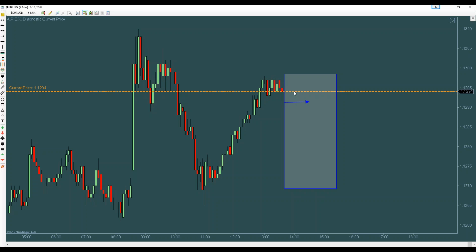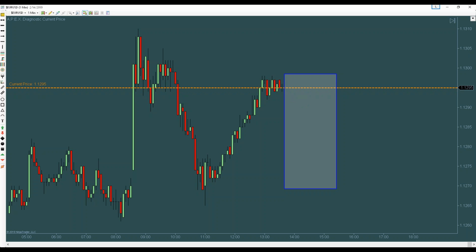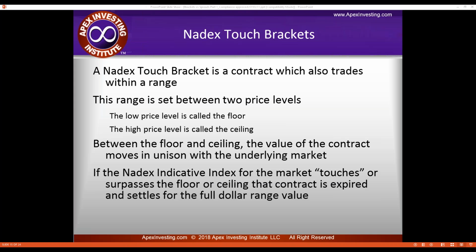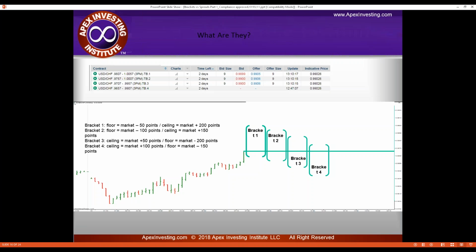Now on a touch bracket, even though they're an option hybrid, you do not have optionality the same way. You do not have premium, and you do not have proximity, and you're going to move more in unison with the market. Here's a quick example of some touch brackets, okay? On the dollar franc, you can see the different floors and the different ceilings, okay?